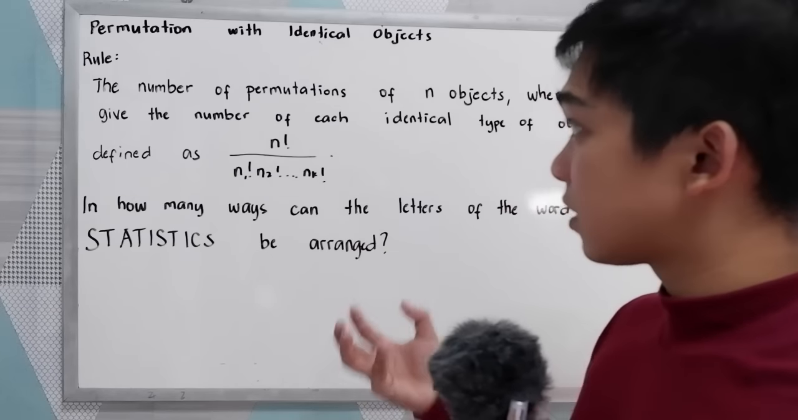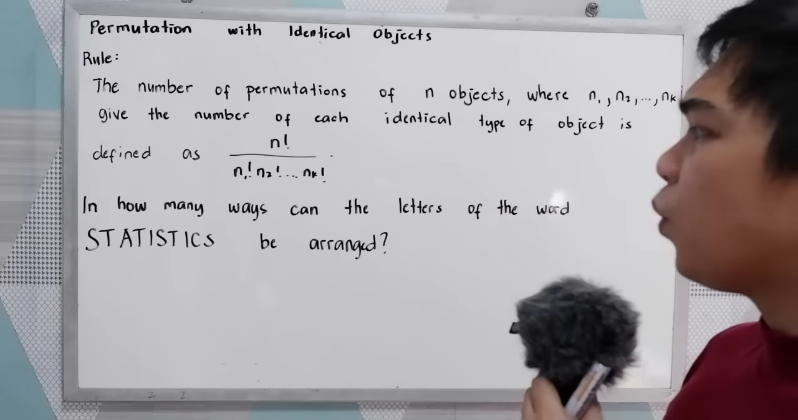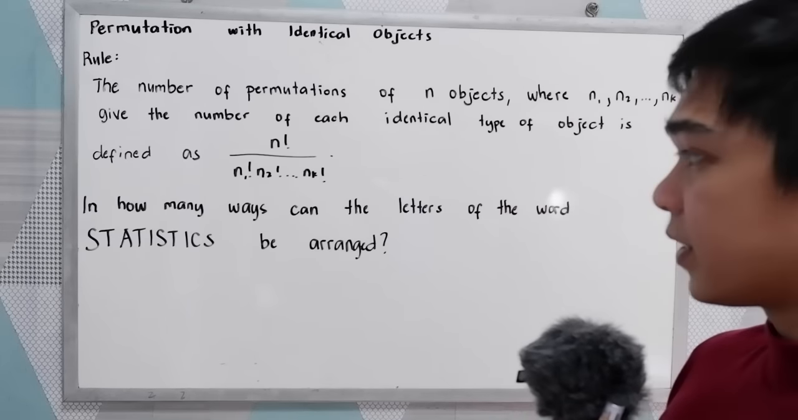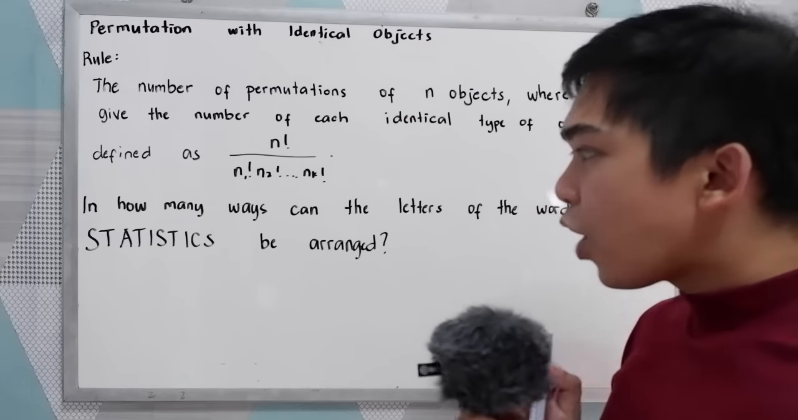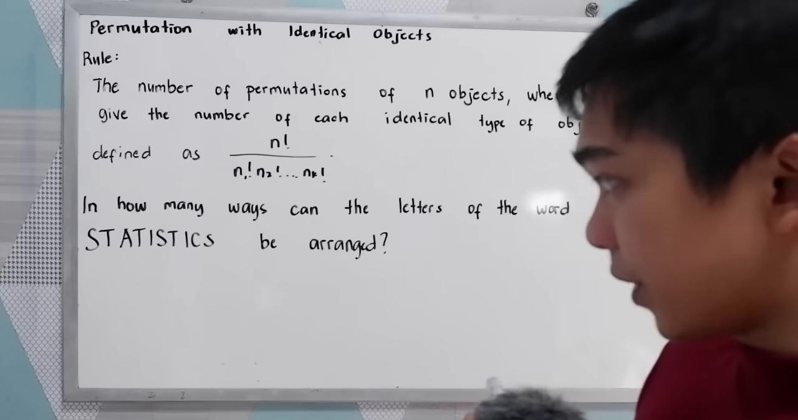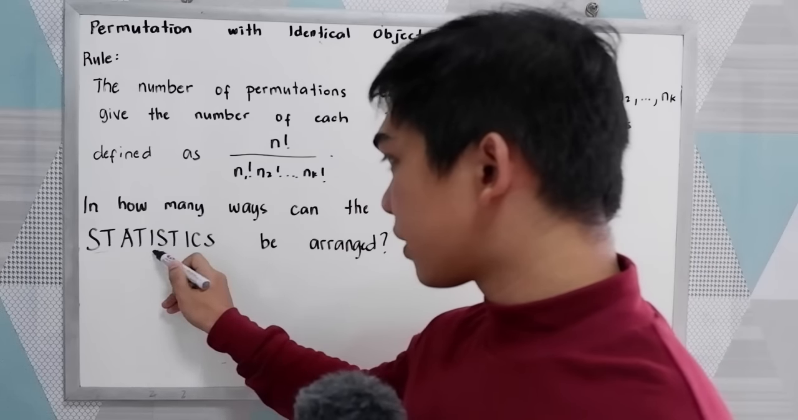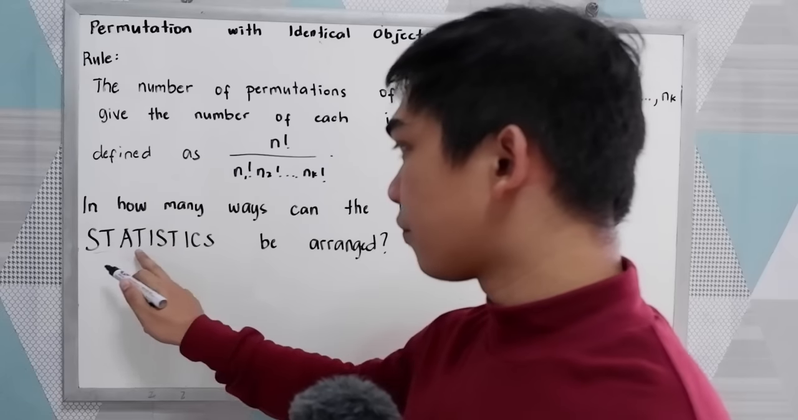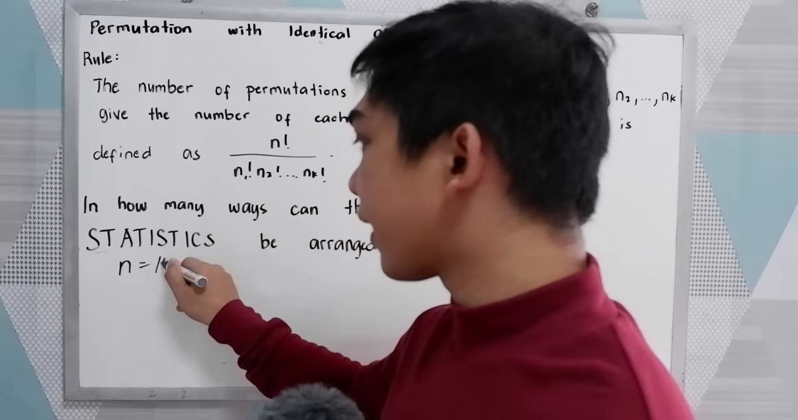To understand this rule, let's have this problem. In how many ways can the letters of the word statistics be arranged? So how many letters are there in the word statistics? 2, 4, 6, 8, 10. So our n is equal to 10.